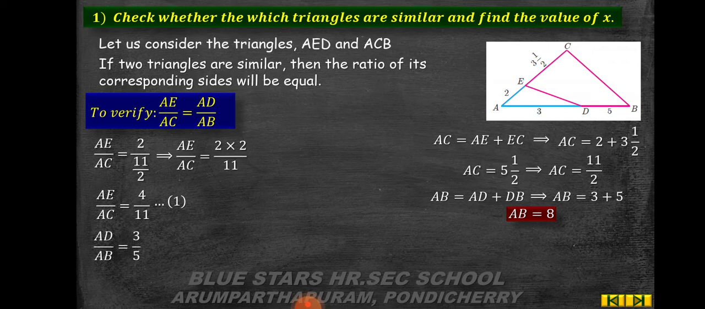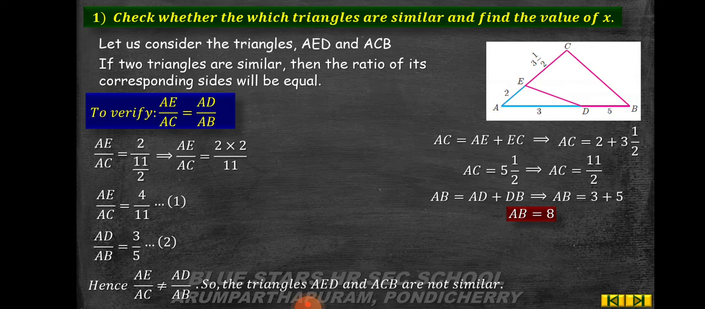Then AD by AB is equal to 3 by 5. Sorry, here AB value is 8. So 3 by 8, which is your equation number 2. Hence, 4 by 11 is not equal to 3 by 8. Hence, AE by AC is not equal to AD by AB. So the triangles AED and ACB are not similar. Again, I am recalling that here in equation 2, AB is not equal to 5, it is equal to 8.